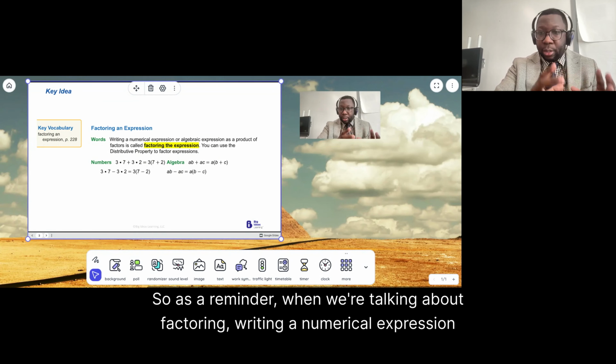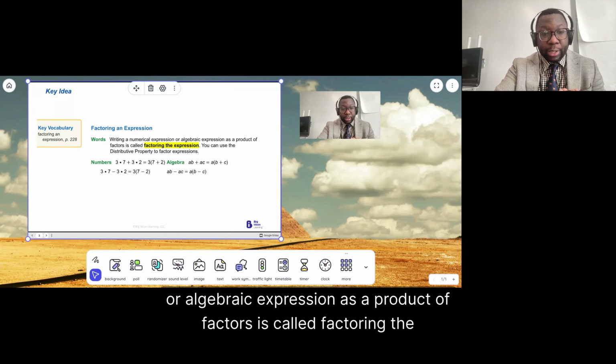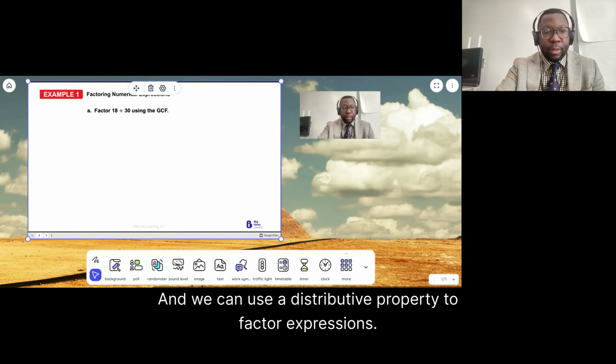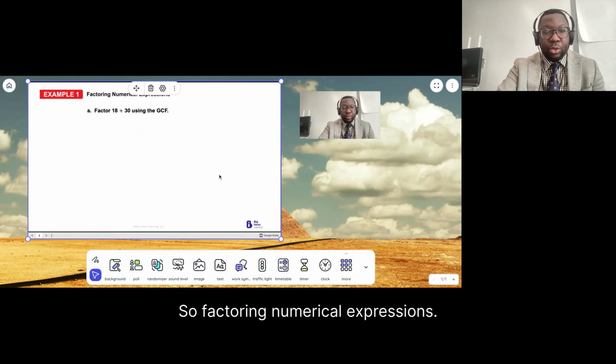So, as a reminder, when we're talking about factoring, writing a numerical expression or algebraic expression as a product of factors is called factoring the expression. And we can use the distributive property to factor expressions. So, factoring numerical expressions.